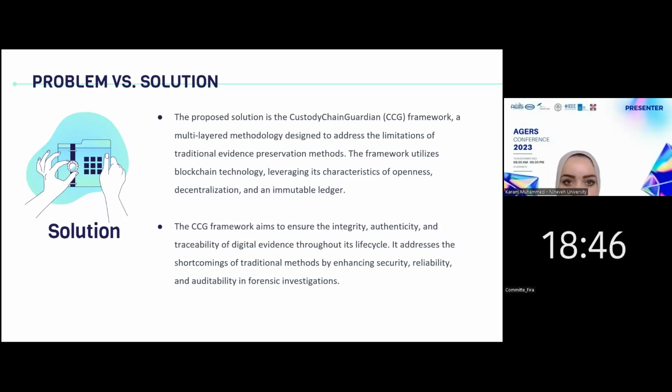To solve this problem, we propose the Custody Chain Guardian framework, a multi-layered methodology designed to address the limitations of traditional evidence preservation methods. The framework utilizes blockchain technology, leveraging the characteristics of openness, decentralization, and immutable ledger. The CCG framework aims to ensure the integrity, authenticity, and traceability of digital evidence throughout its life cycle. It addresses the shortcomings of traditional methods by enhancing security, reliability, and auditability in forensic investigation.